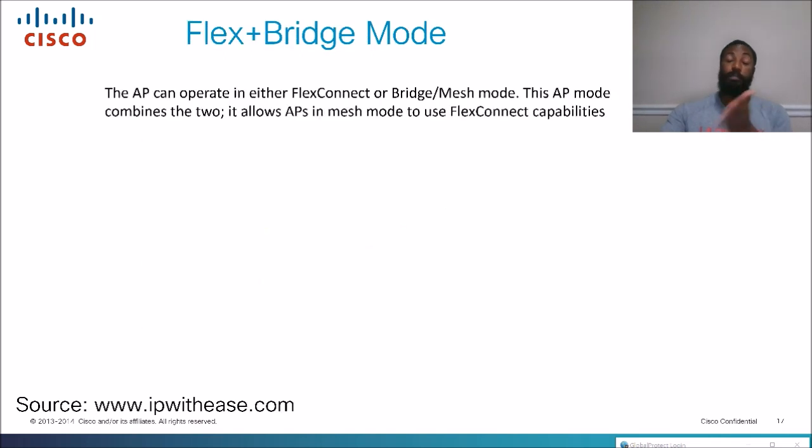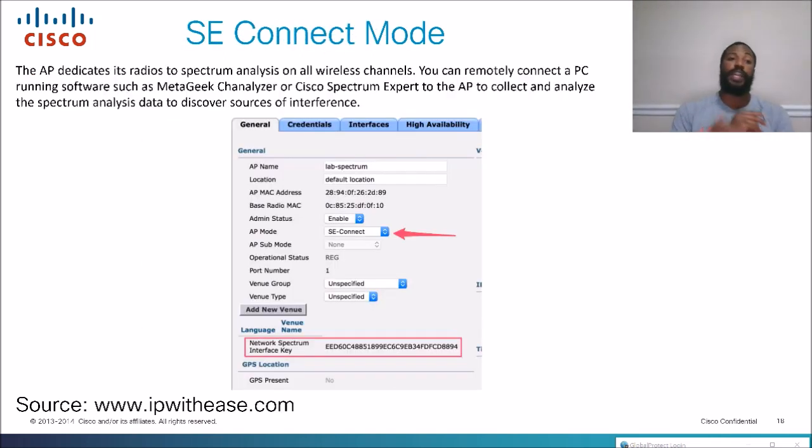Hence, Flex+Bridge mode. SE-Connect mode is when an AP dedicates its radios to spectrum analysis on all wireless channels. Log into the GUI, change it to SE-Connect mode, and then it acts like a spectrum analyzer. You may have heard of devices like Ekahau, or there are other spectrum analyzers out there. Basically you're analyzing the Wi-Fi traffic, but you're doing it with an AP. So the AP is not going to be broadcasting any SSIDs or associating any wireless clients. It just acts like a spectrum analyzer.